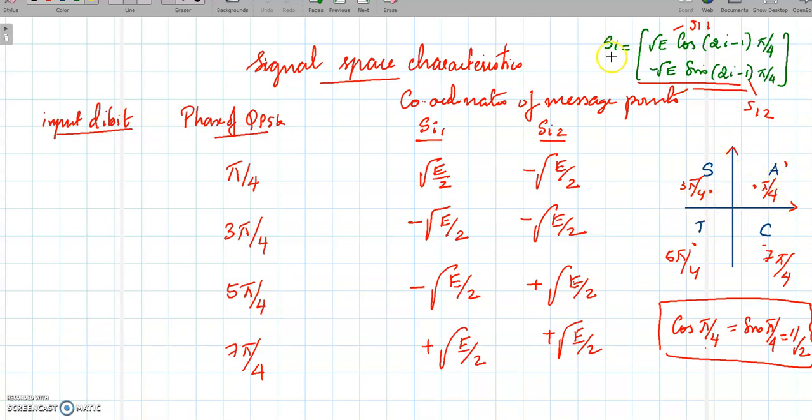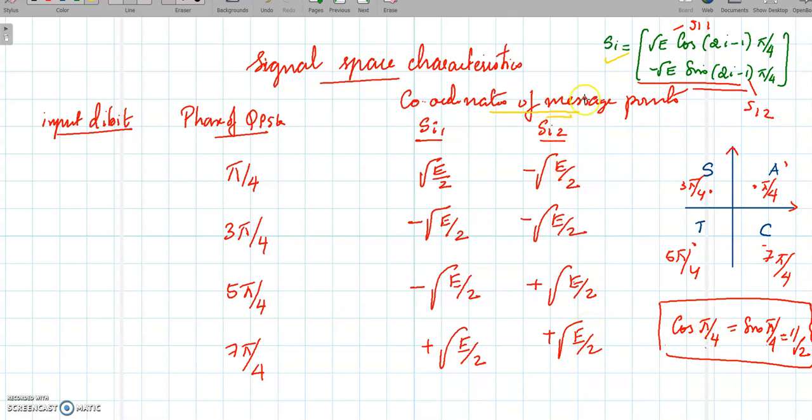So this is your signal vector. The signal vector is root E into cos((2i minus 1) pi by 4) and minus root E into sine((2i minus 1) pi by 4). This is the component along the first basis function phi 1 and this is the component along the second basis function phi 2. Okay, now in order to find the coordinates of the message points, what you have to do is substitute i equals 1 in this. I equal to 1, you will get the first coordinate point. I equal to 2, you will get the second coordinate point. I equal to 3, you will get the third, and i equal to 4, you will get the fourth coordinate point.